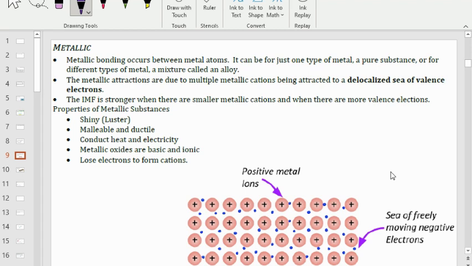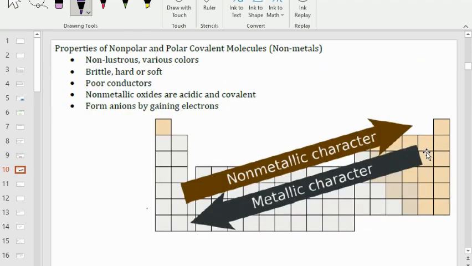Properties of these metallic compounds: they have luster, or shininess. They're malleable, which means you can pound them into thin sheets. They are ductile. Ductile means you can pull them out into wires. They conduct heat and electricity. Your metallic oxides tend to be basic and ionic, and they lose electrons to form cations.